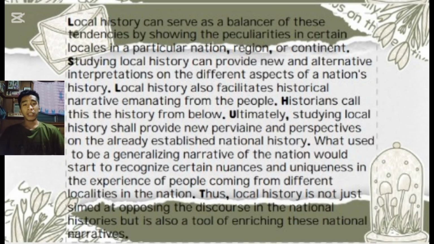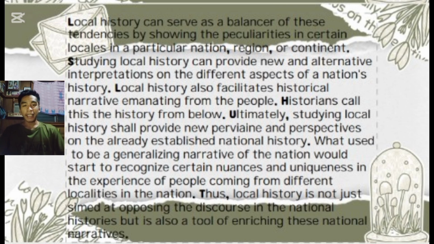Then the third one is that local history can serve as a balancer of these tendencies by showing the peculiarities in certain locales in a particular nation, region, or continent. So studying local history can provide new and alternative interpretations on the different aspects of a nation's history. Local history also facilitates historical narrative emanating from the people. Historians call this the history from below.